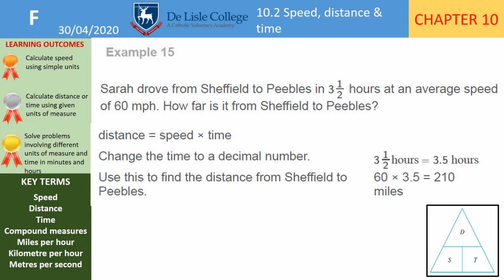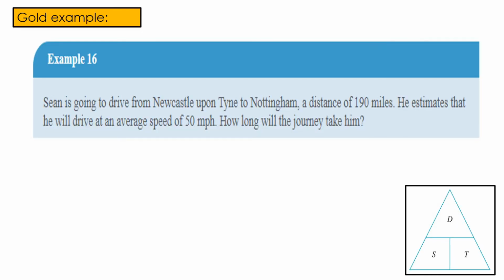So the distance is speed times time, 60 times 3.5, which is 210 miles from Sheffield to Peebles. Example 16: Sean is driving from Newcastle upon Tyne to Nottingham, a distance of 190 miles. He estimates he will drive at an average speed of 50 miles an hour. How long will it take him?